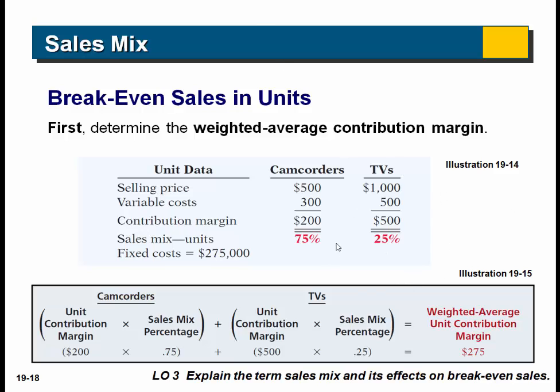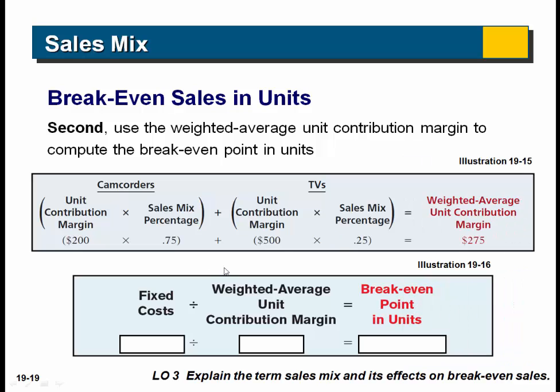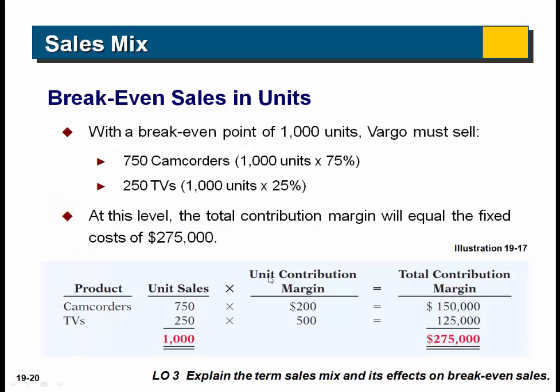Well, you can take that weighted average contribution margin and use the same calculation we just went through. You're going to take the total fixed cost divided by the weighted average, which is 275, and it tells us the break-even point is 1,000 units. But now we need to take that 1,000 units and use these percentages to determine how many TVs and how many camcorders. So it's going to be 750 camcorders and 250 TVs, and that's the math you'll see here.